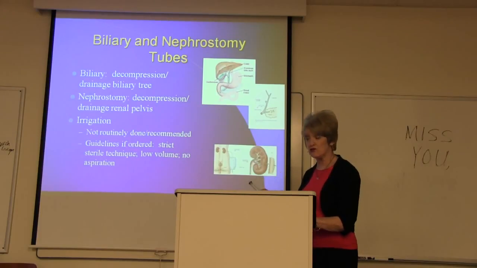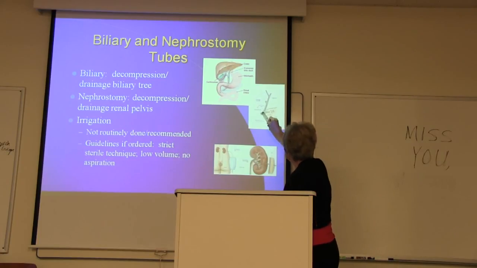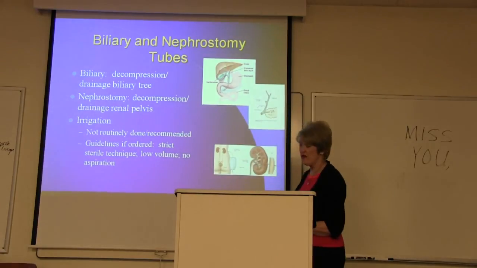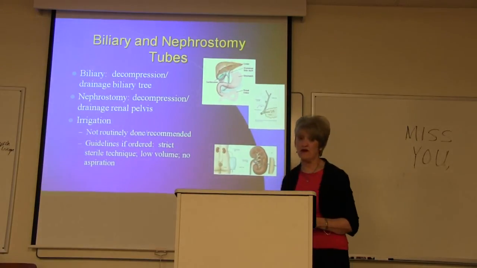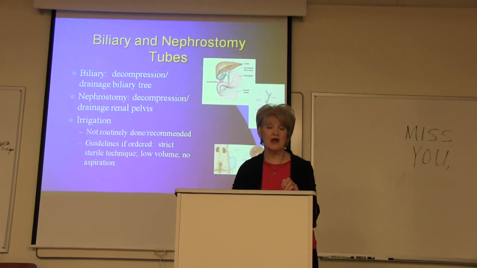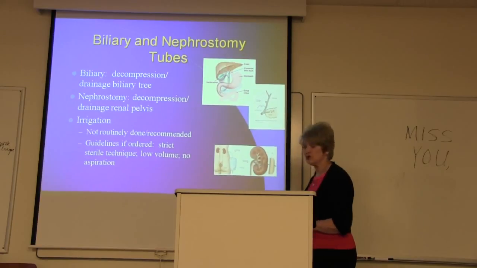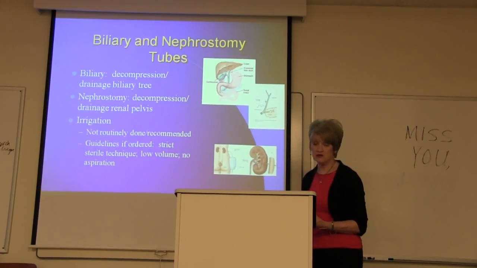Obviously, strict sterile technique. Also, low volume, because look where you're putting this, into the biliary tree, into the renal pelvis. The renal pelvis is low volume, the biliary tree is very low volume. If you put too much in, you're going to cause major distension and pain. So typically 2-3 cc's, no more than 5. And finally, do not aspirate for 2 different reasons. Aspiration creates negative pressure in the renal pelvis, which is painful. So no need to aspirate, you would not aspirate.